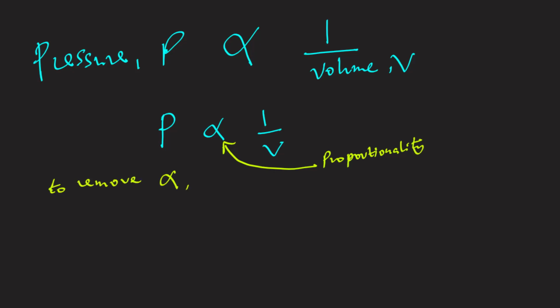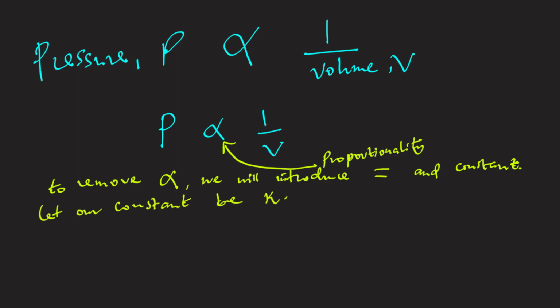If we are to remove the proportionality sign and put in an equal sign, then it means we'll have to introduce a constant. That is according to mathematics. In our case, let's use letter K to represent the constant. We'll express the above Boyle's Law as P equals K multiplied by 1 over V. As we have said, the equal sign and the K constant have replaced the alpha representing the proportionality.